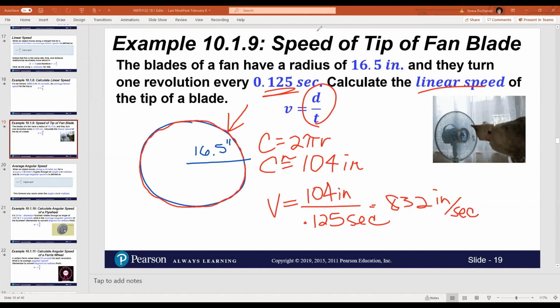Seems really fast to me. 832 inches per second.